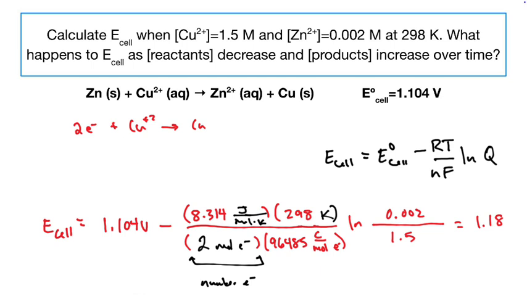We would then go through and get our 1.18, which would be in units of volts. Is this a positive or a negative? Cool, it's a positive value, which means, is this a spontaneous reaction? Yes. Okay. Now the last question: what happens to the cell as the reactants decrease and the products increase over time? How do we figure that out?